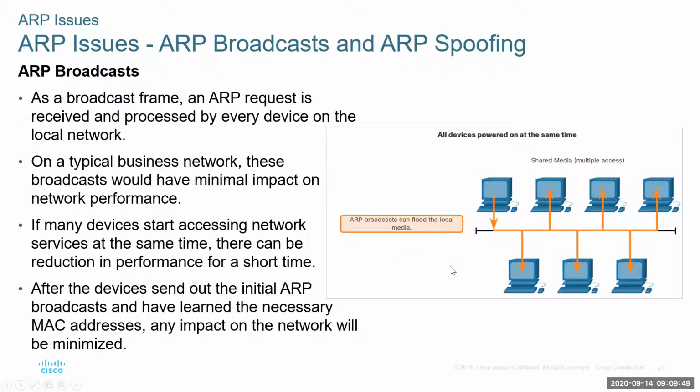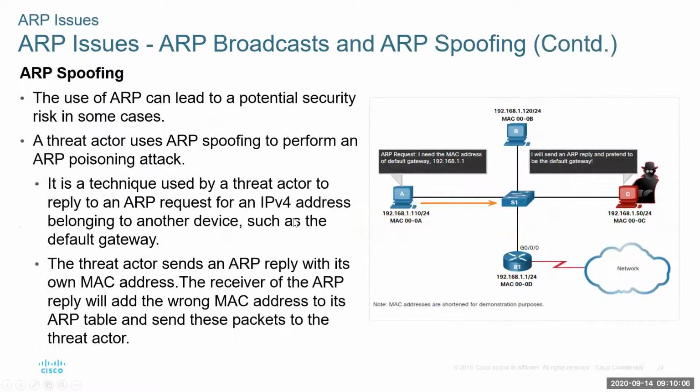After those devices send out the initial ARP broadcast and have learned the necessary MAC addresses, the impact is pretty minimal. As you put a device on a network, it floods the network and tries to get all the ARP information and then brings it back. Once it's built a table, it's usually not a big deal. You're not going to be sending out requests all the time.